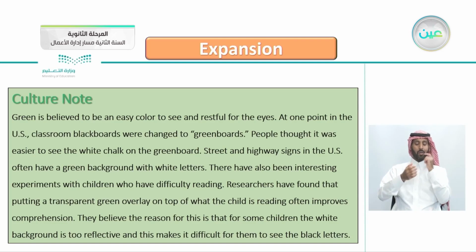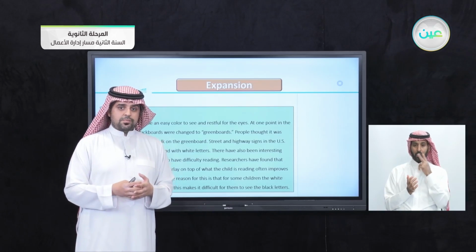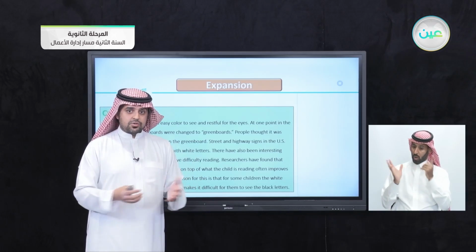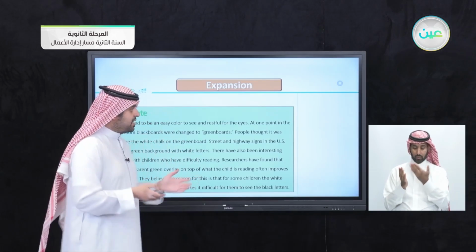There have also been interesting experiments with children who have difficulty reading. Researchers have found that putting a transparent green overlay on top of what the child is reading often improves comprehension. They believe the reason is that for some children, the white background is too reflective, and this makes it difficult for them to see the black letters. So when you put a green background, it makes it much easier for the child to read and comprehend.